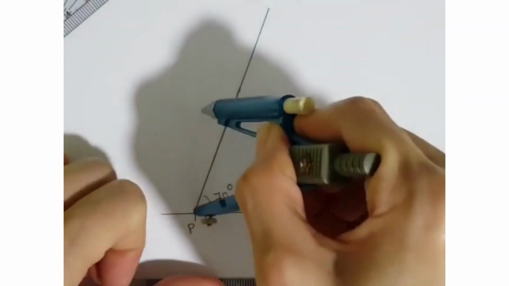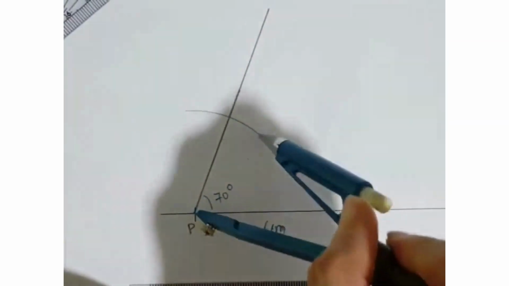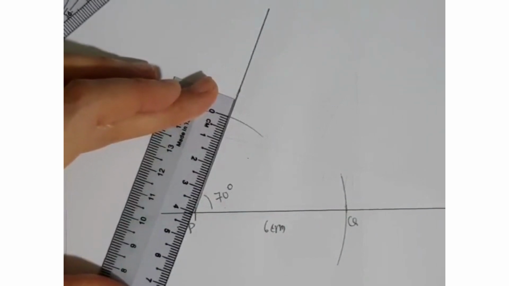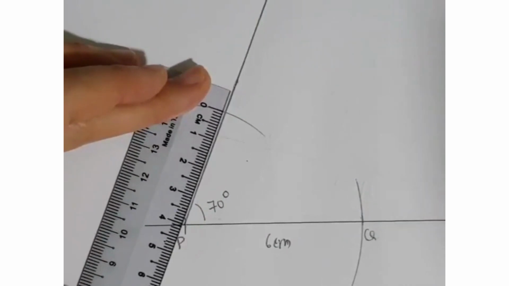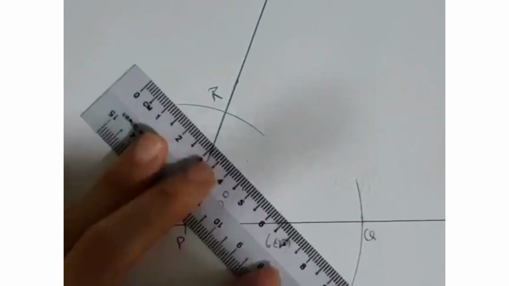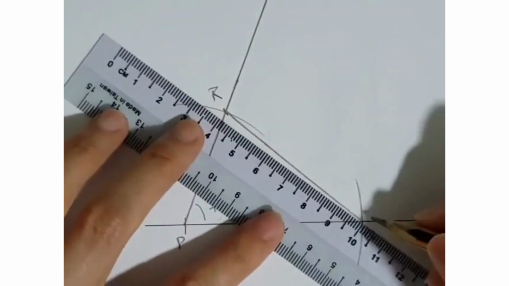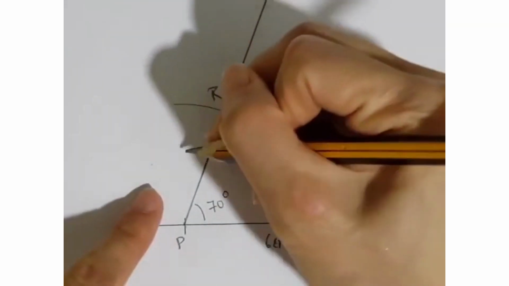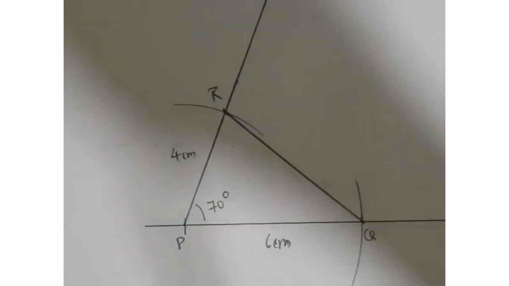At point P, I draw. Remember how to hold it? Okay, 4 centimeters. Let's double check. Alright, can you see that? That's really 4 centimeters. Okay, so you join. So this is R. So we have constructed the triangle PQR. This is 4 centimeters. That's part A.